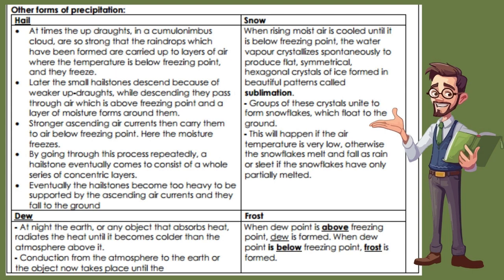Other forms of precipitation. Hail, snow. At times the updrafts in a cumulonimbus cloud are so strong that the raindrops which have been formed are carried up to layers of air where the temperature is below freezing point, and they freeze. Later the small hailstones descend because of weaker updrafts.